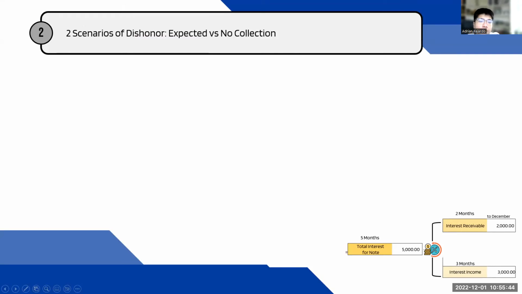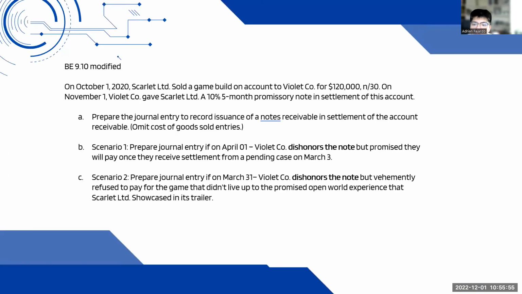For that particular problem. Now, let's go to the 2 givens. So there are 2 scenarios of dishonoring the NR. The first one was an expected collection and the second one was no collection. As you can see in the given, it's not explicit whether they're expected collection or not expected collection. But you can guess from the given that in scenario 1, they promise they will pay once they receive settlement. So they're just waiting for a pending case, right? The second one, they vehemently refused to pay because they didn't like how the open world experience was buggy, right?